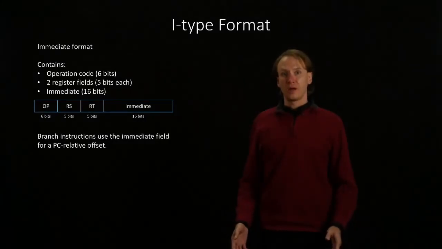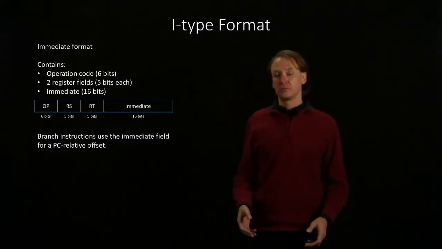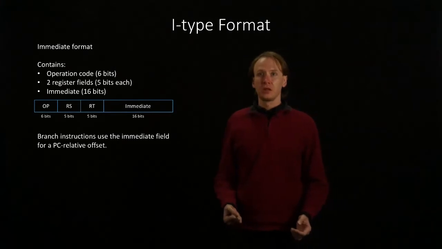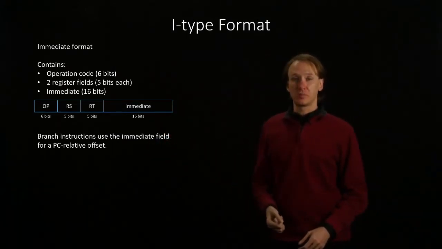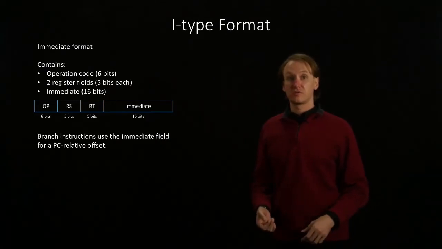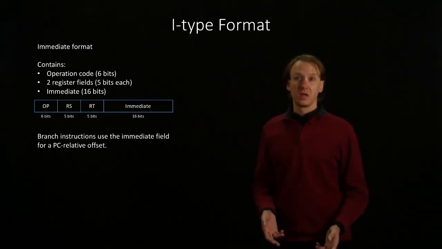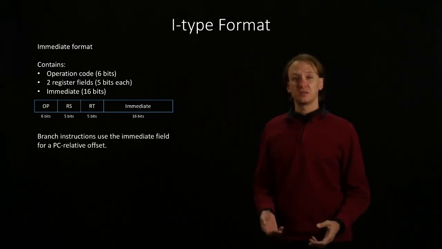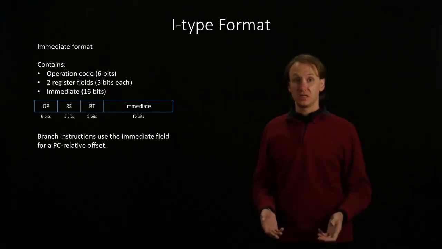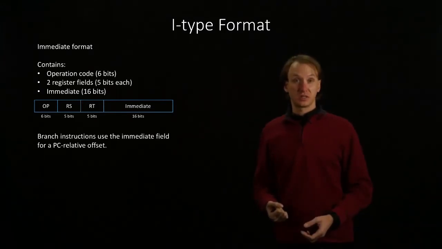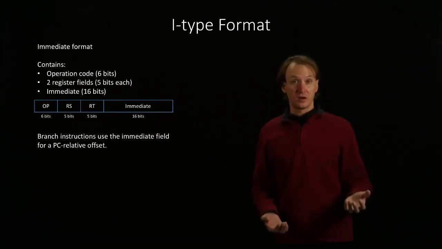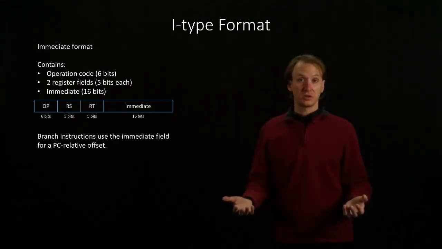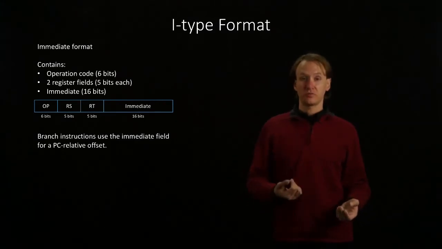Our I-type format is primarily used for immediate instructions. In this case, we still have our opcode as the upper 6 bits. We only have 2 register fields this time, and then the remaining 16 bits are dedicated to the immediate. So this can be used for things like an add immediate instruction where we'd like to add some constant value to the contents of a register and store the results into a different register.